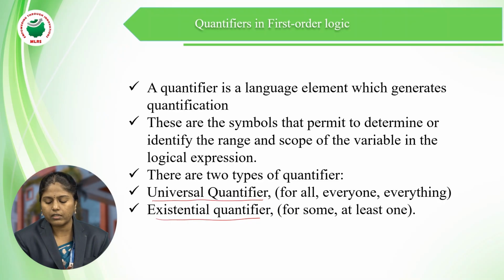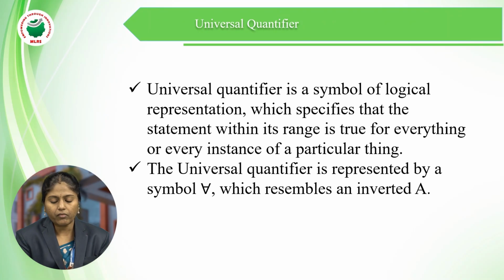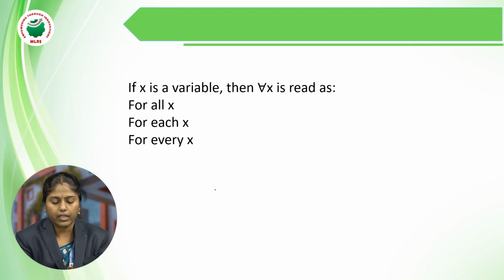The universal quantifier is defined with a symbol that is a reverse of A. An existential quantifier is represented with the reverse of E. These are the two symbols that we use for the universal and existential quantifier. The universal quantifier is nothing but for all, for everyone, and everything. Existential is only for some persons. A universal quantifier is a symbol of logical representation which specifies that the statement is true within range for everything. This universal quantifier is represented with the inverted A.